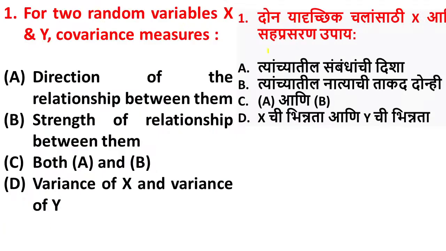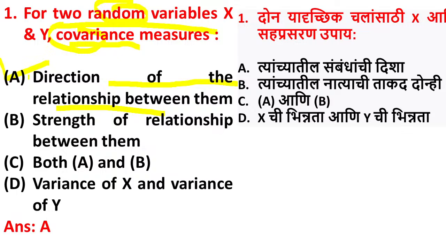So let us move to the questions. Here the first question is, for two random variables x and y, covariance measures. Option A, direction of the relationship between them. Option B, strength of relationship between them. Option C, both A and B. Option D, variance of x and variance of y. So here for two random variables such as x and y, the covariance is going to measure direction of the relationship between them. So option A is correct here.